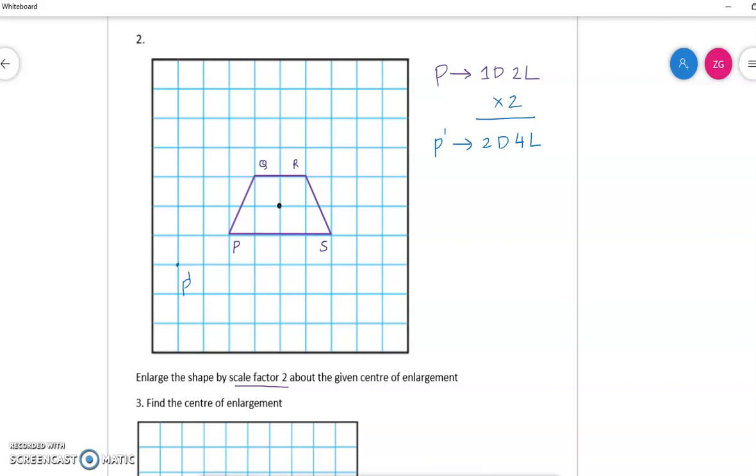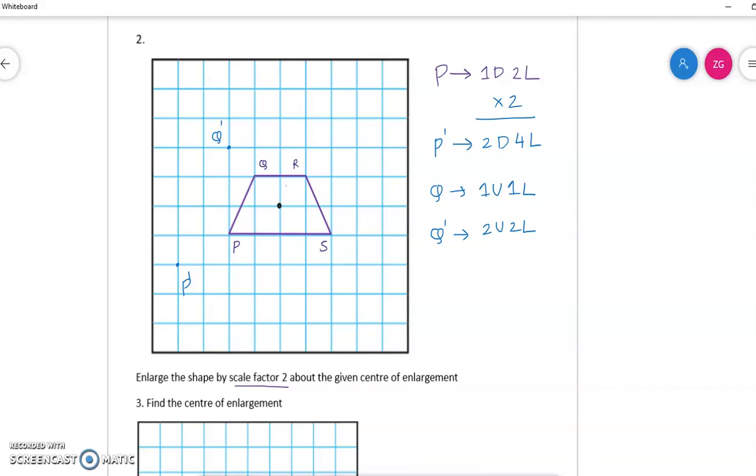Let's locate point Q. From the center to go to point Q, I can go 1 left, 1 up, or I can go 1 up and 1 left. The position will be same. So point Q is 1 up and 1 left. So my point Q dash will be times 2, so 2 up, 2 left. So from the center you go 2 steps up and 2 steps left. So you will get the position of point Q dash.